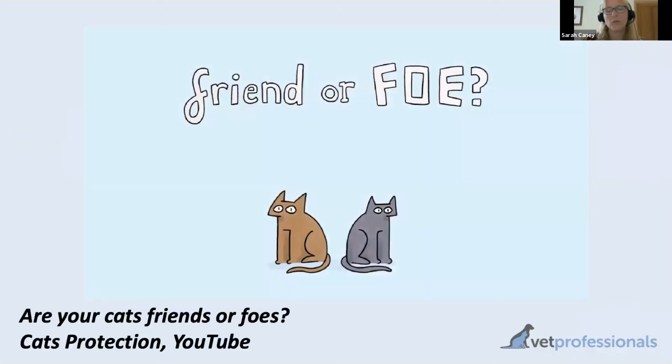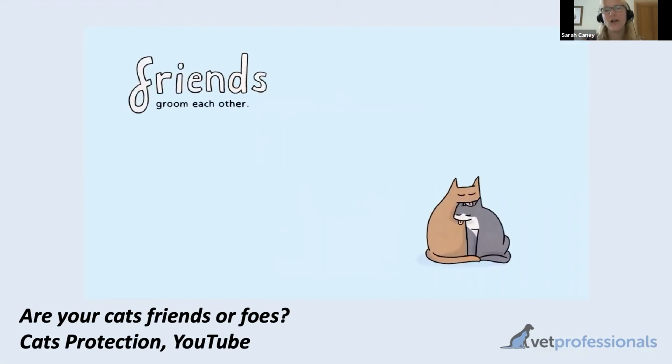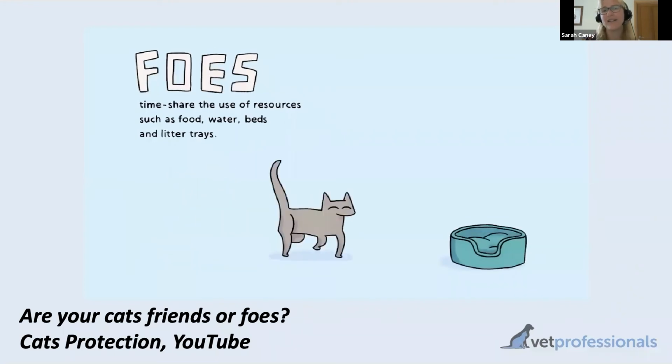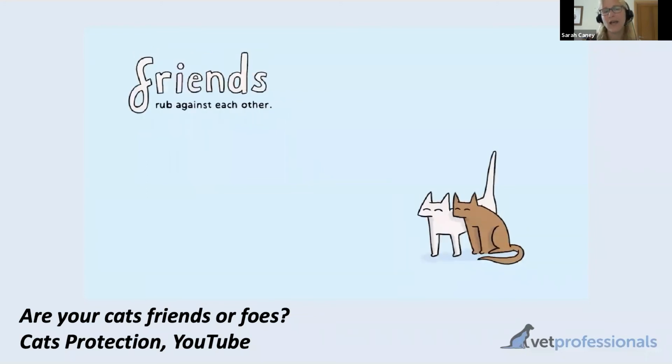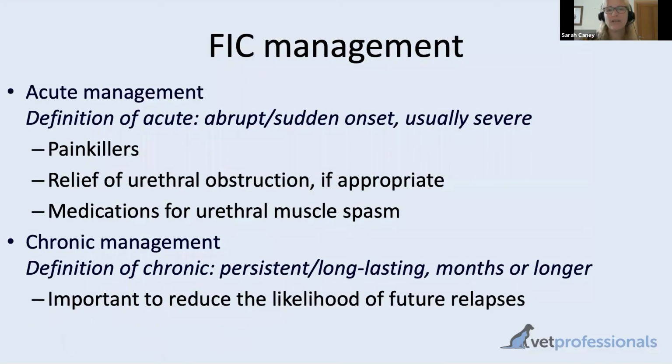Another useful resource, which I won't let play in full, is a video which the UK charity Cats Protection did. If you search Cats Protection, friend or foe, you will find this video. It just goes through what to look for, as exactly as I've explained, in terms of signs that cats are friends versus signs that they're perhaps not friends. The video finishes off with some advice on how to provide resources in such a way that everybody is happy. It's probably just a couple of minutes long, but as I say, I won't play it for you now. So back to how do we manage idiopathic cystitis now?